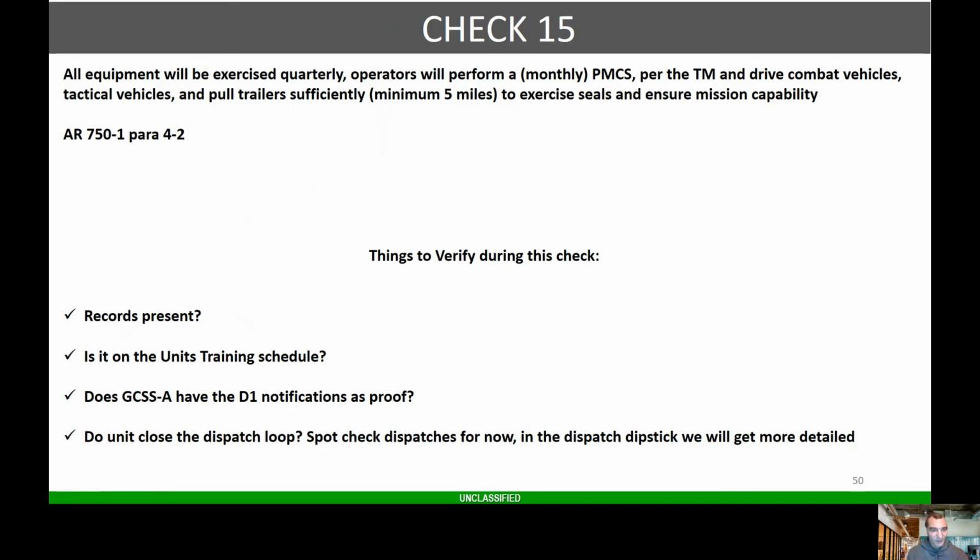Don't be afraid to put them on the spot. Our job as CMDP inspectors is to ensure that they're getting the training they need and they understand. And then, does the unit close the dispatching loop? So spot check dispatches for now. When we do our dispatch dipstick, we're going to get a lot more into this. But one thing I have noticed is they are not closing out the dispatches. They'll accept the dispatch back without any miles on it, how much fuel consumption they used, and so forth. We need that stuff. Another big thing right now with dispatches is the training tab and the level of activity. That stuff is required.